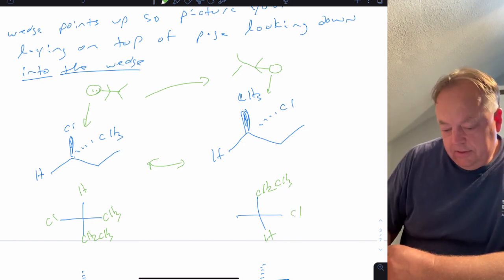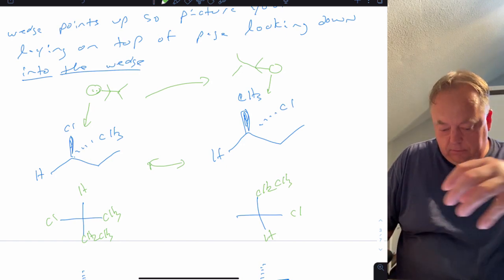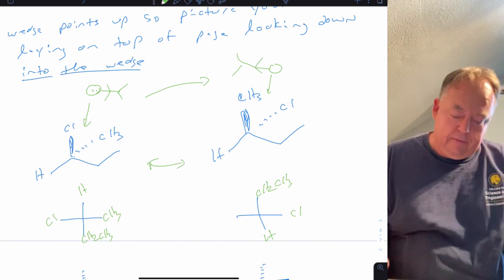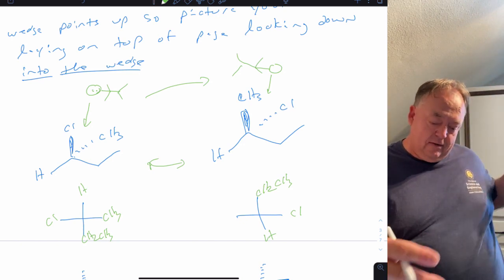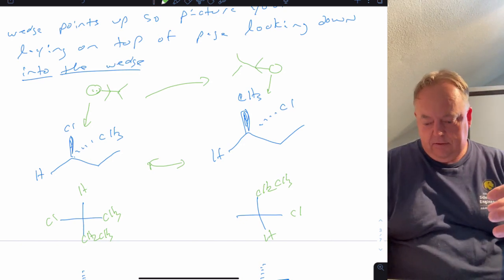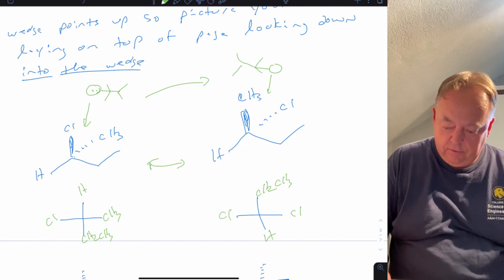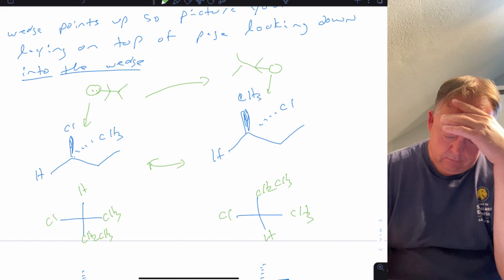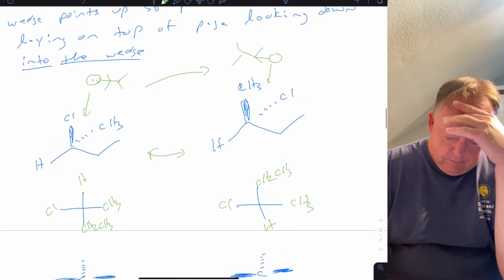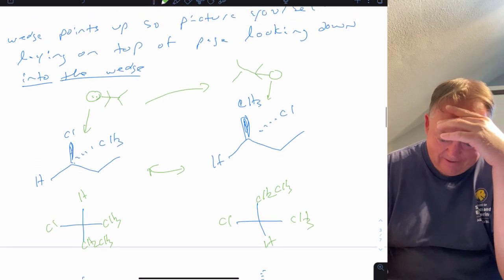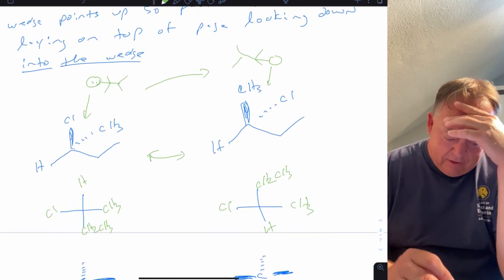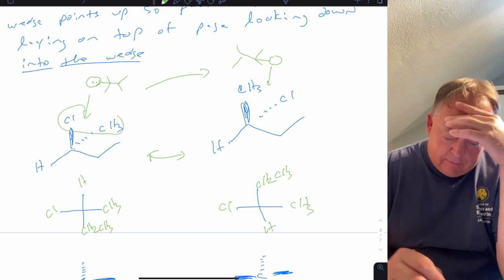Is that right? Let me think. Left, right, head, feet. Left is chlorine, right? Oh, these are not the same molecule. That's why it's confusing me. Yeah, these are different molecules, right? Because I have the chlorine and the methyl group flipped.